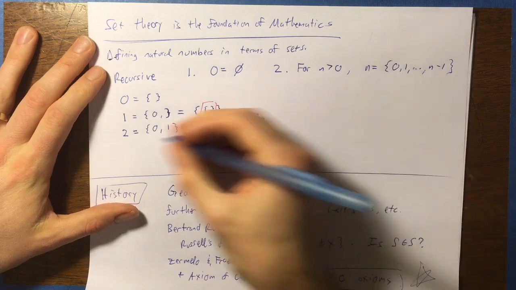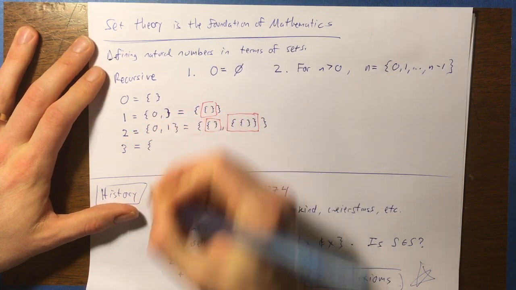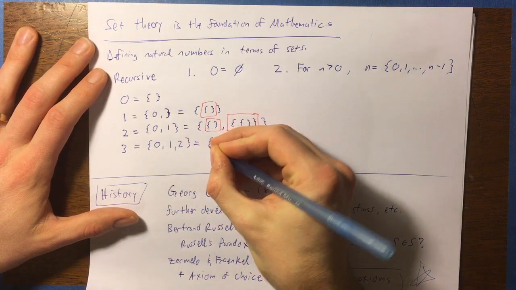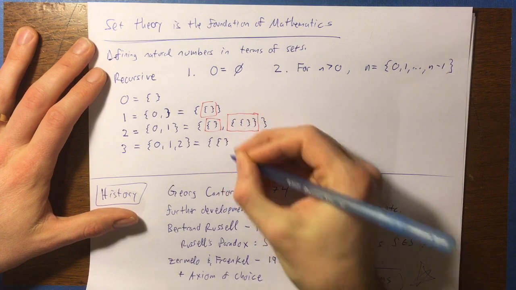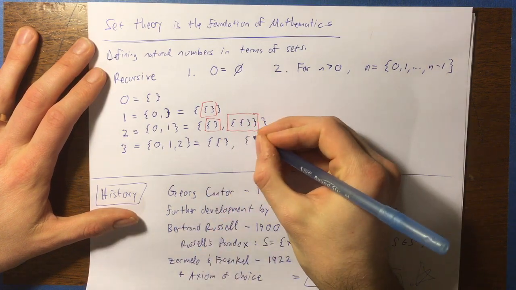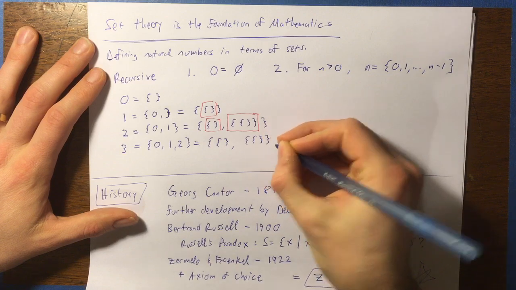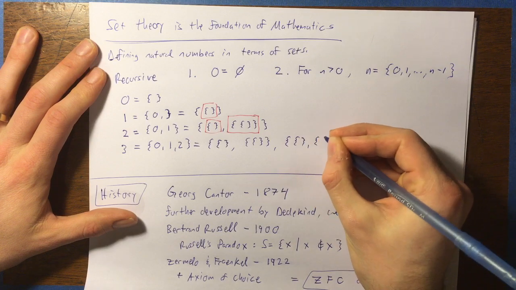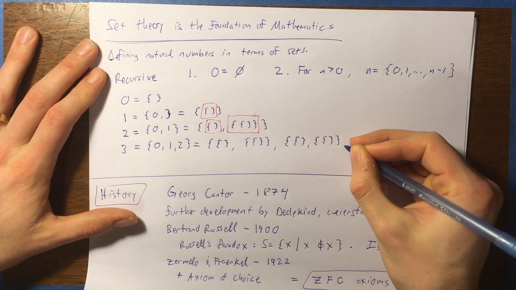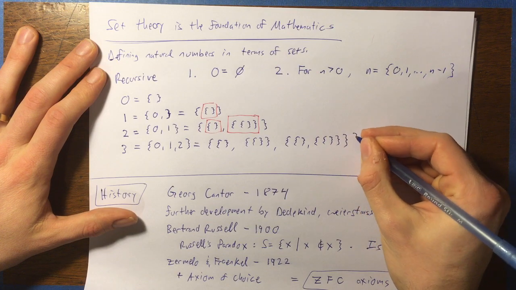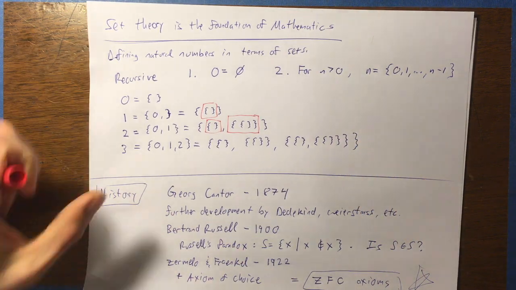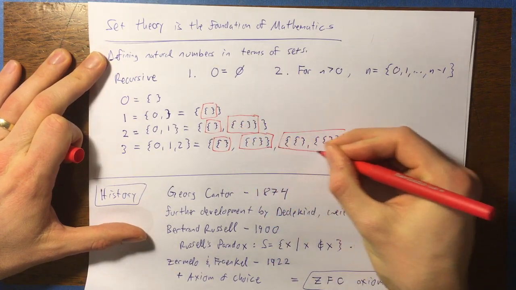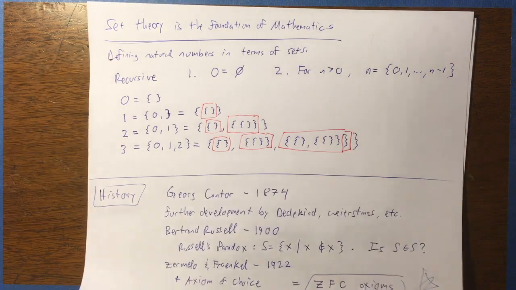I'm going to do one more of these, because it starts to get pretty long. So 3 is the set containing 0, 1, and 2. That would be the set containing 0, which is nothing, like that. And then 1, which is this thing. And then 2, which is the previous one, which is this. Oh my goodness. And there we go. And that's 3. So it has 3 elements: 0, 1, and 2, like that.